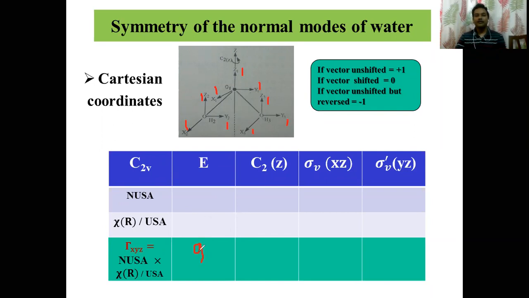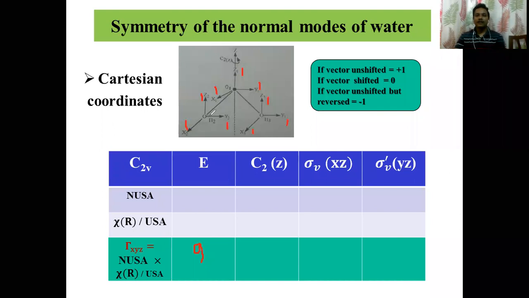Of course, if you are going to think that this is going to be a 9-dimensional problem, that's why the character under identity for the reducible representation is going to be 9. Now, if you go for C2, which is along Z, then if I perform C2, what happens? How are these vectors going to change?